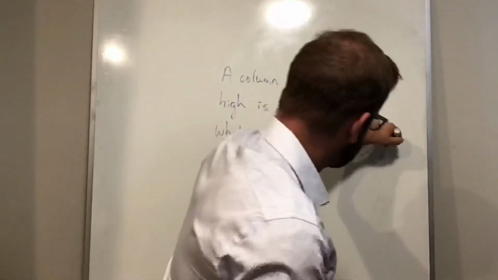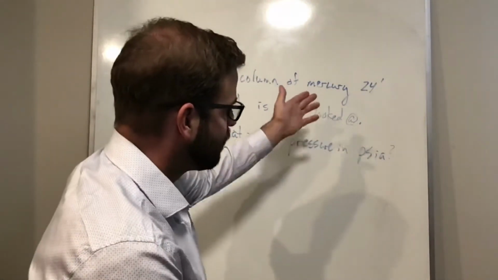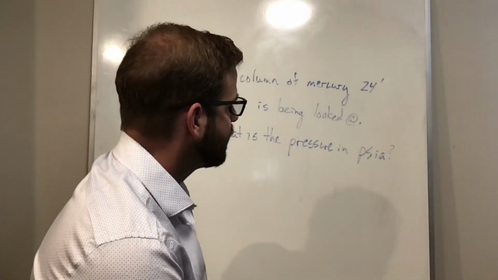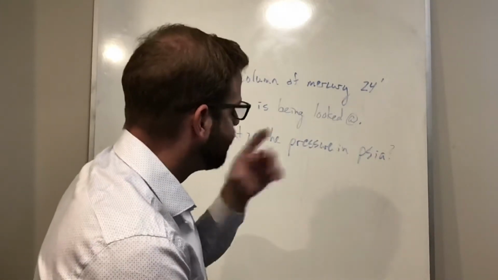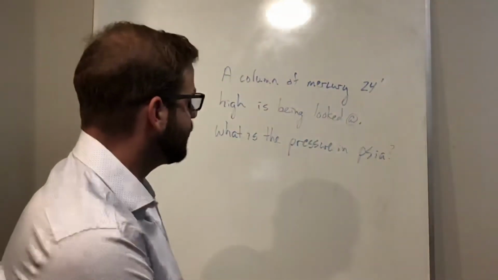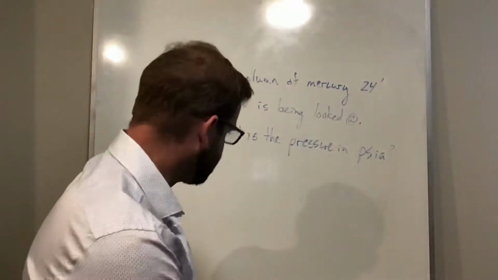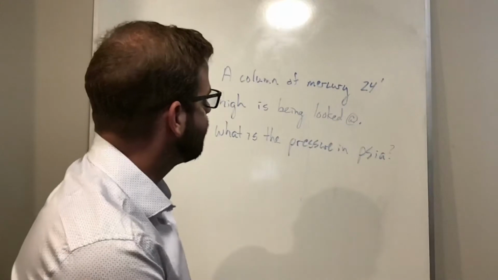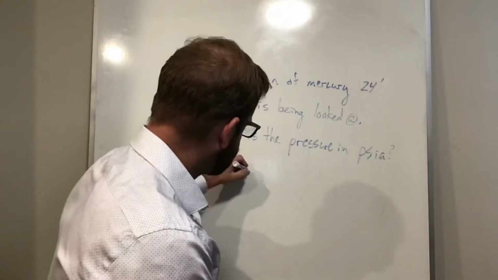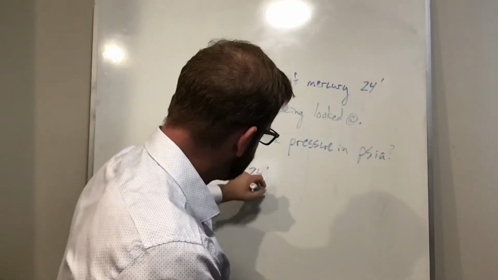What is the pressure in PSIA? With this question, we've got multiple things. We know how high the column is, 24 feet high. But I want you to figure out what the overall pressure is in PSIA. If you want to pause the video right now and work through it, that's fine, or you can just watch and I'll go through this one with you. So the column is 24 feet high.